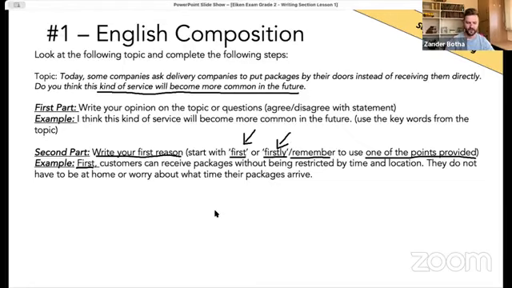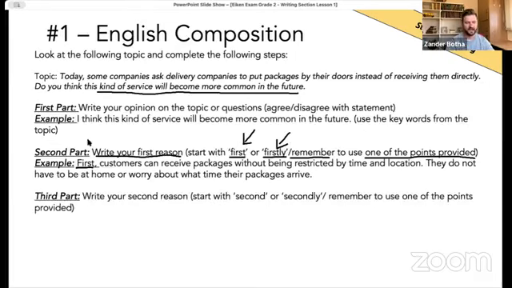If we look at the third part of your English composition, this is, of course, where you are going to write your second reason. Remember I said we need to give 2 reasons for our opinion. And also, you need to start with something like second or secondly to show them this is reason number 2. And also, once again, remember to use one of the points that they provide.